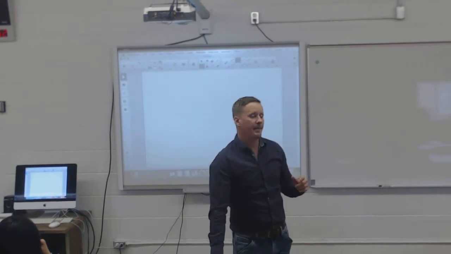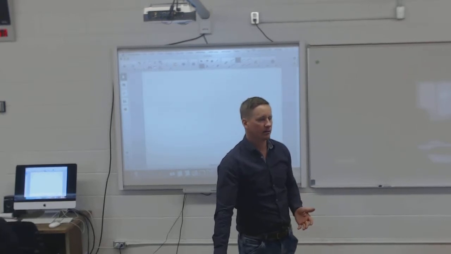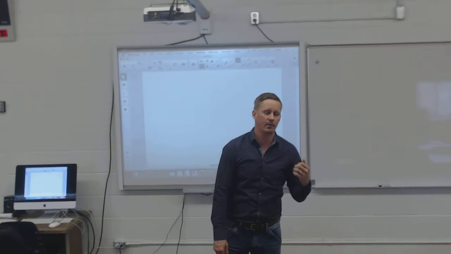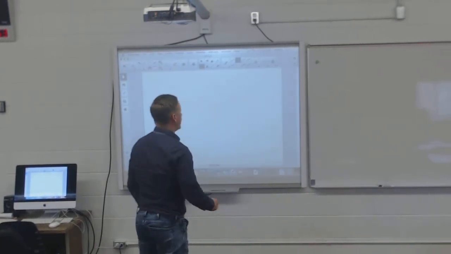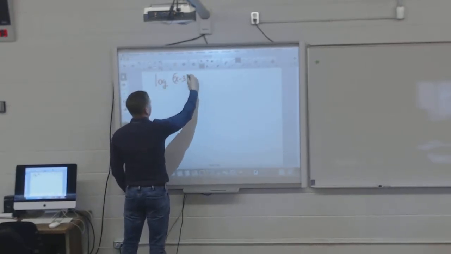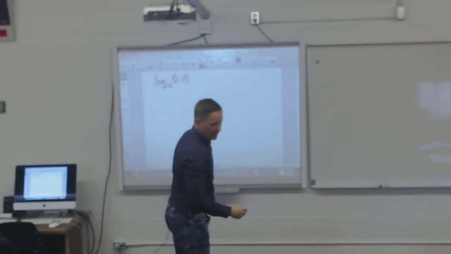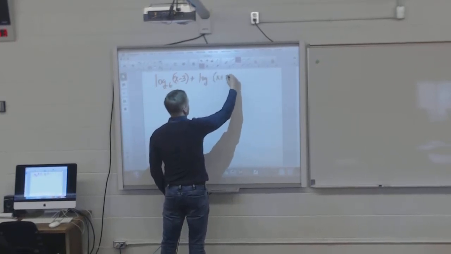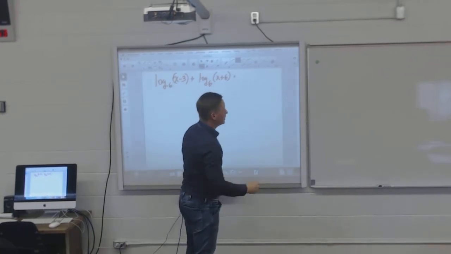Again, a method you could use if you wanted to is graph these and get your solution. But you're going to have to be able to do at least one of these on the exam without the calculator. So it's better to learn how to do it without. Okay, so I've got log base 6 of x minus 3, plus log base 6 of x plus 6, equals 2.